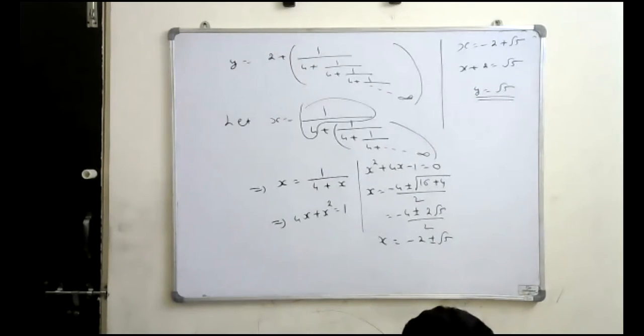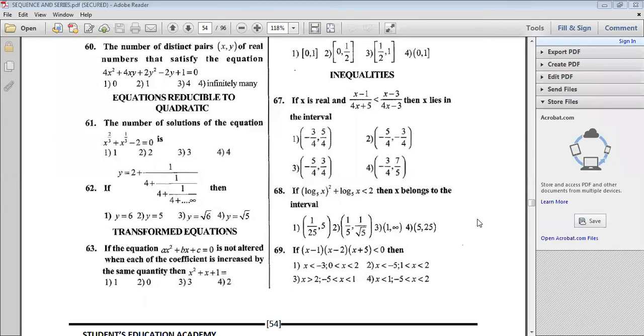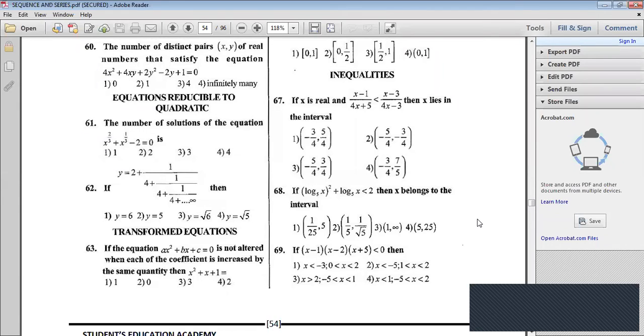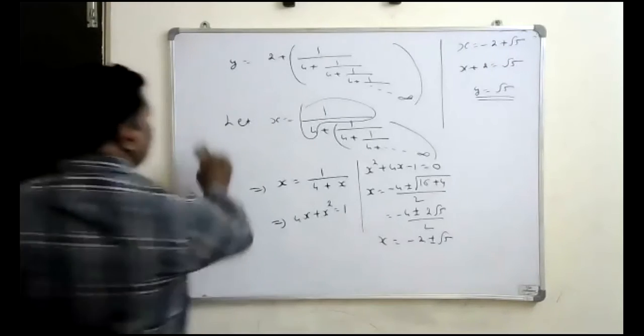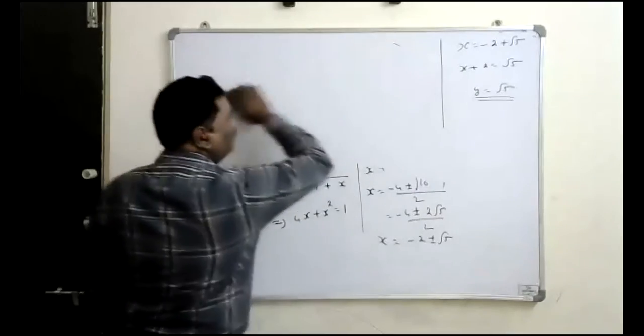Next, look at the next problem. Observe the 63. If the equation is not altered when each of the coefficients is increased by the same quantity, then what is the value of x square plus x plus 1? So that equation is not going to change even though each coefficient is increased by the same quantity. Then what is the value of x square plus x plus 1? Second option 0, sir. 0, correct.